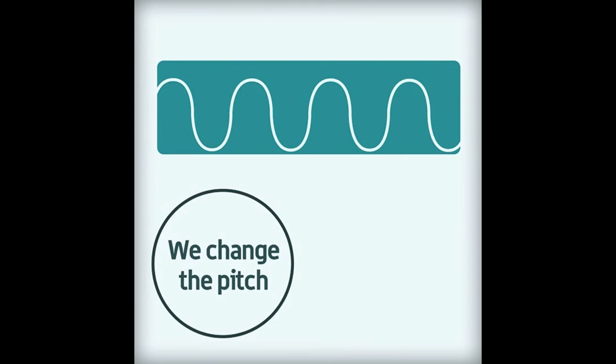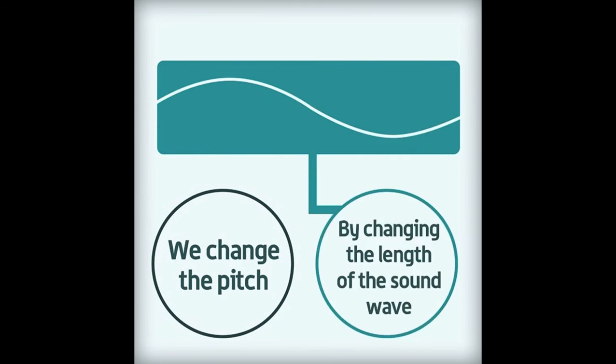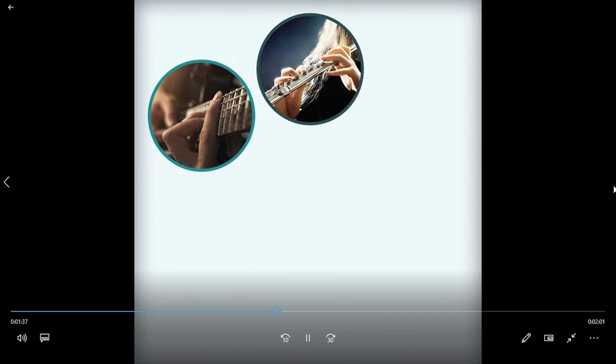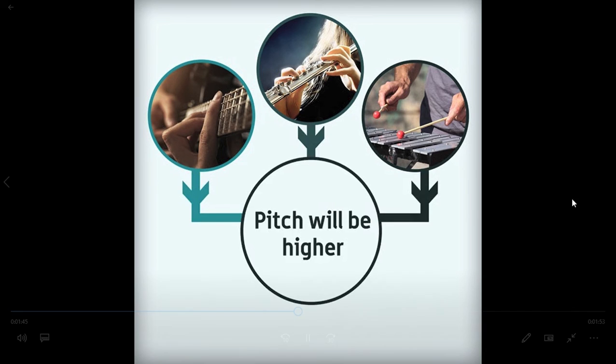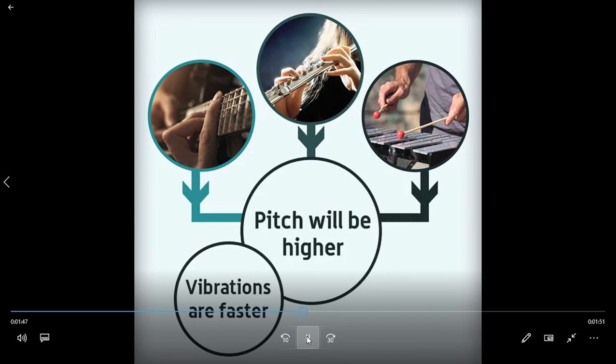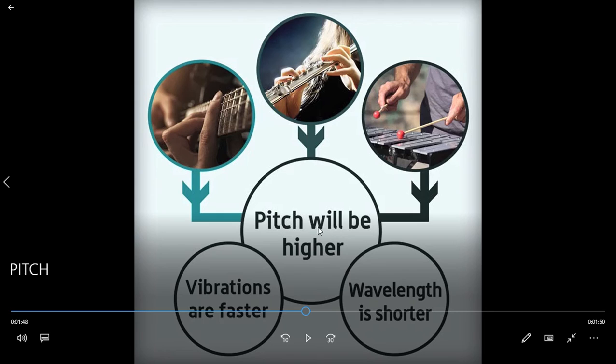We change the pitch of a vibration by changing the length of the sound wave. A guitarist will push on a string to shorten it. A woodwind player will open a valve to shorten the instrument's tube. A xylophone player will hit a shorter tuned bar. In each of these examples, the pitch of the note will be higher, as the vibrations are faster and the wavelength is shorter.